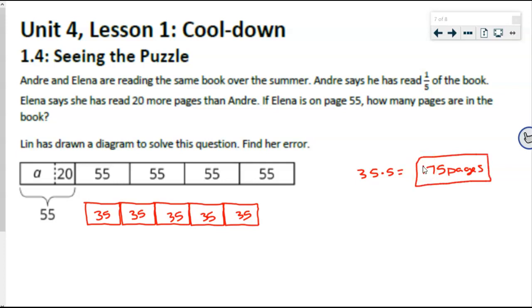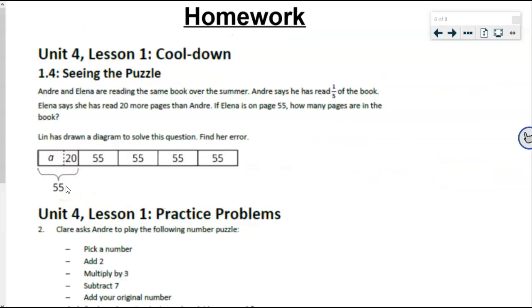Again, it's going to be hard to find the error in this diagram if we don't know how to draw those diagrams to begin with, which is why I spent the time doing that on that previous problem.